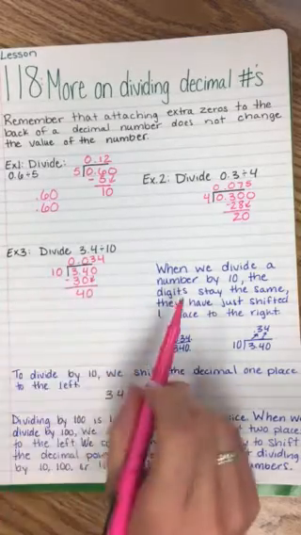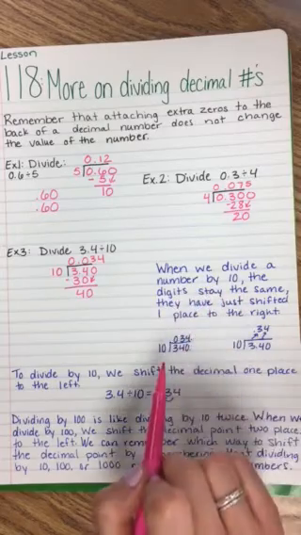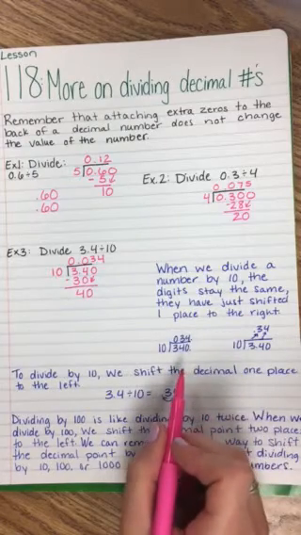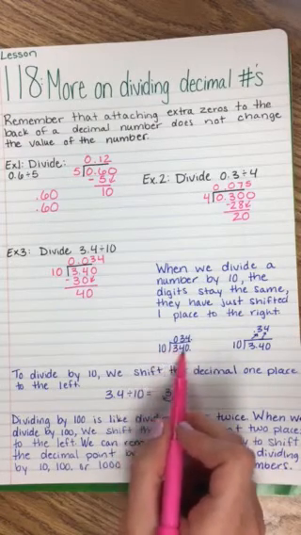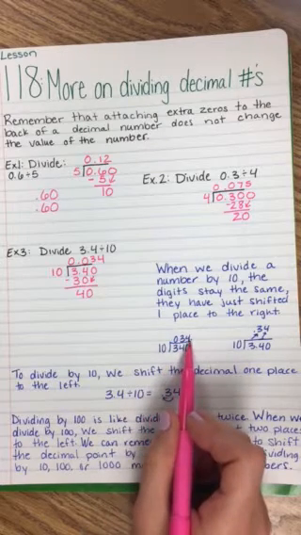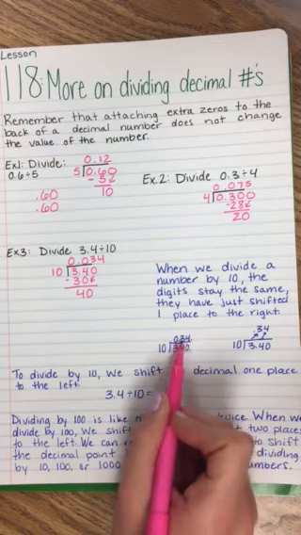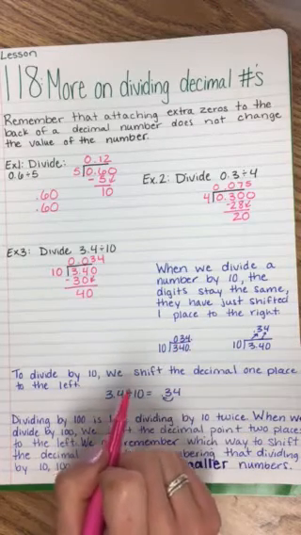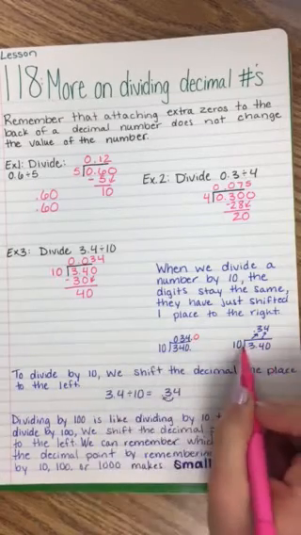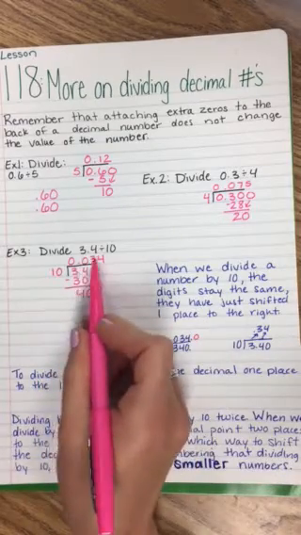Notice this. When we divide a number by 10, the digits stay the same. They have just shifted one place to the right, okay? So 340 divided by 10 is 34. You just shift your decimal point. Your decimal point is going to stay in the same line up, but the digits are going to shift, okay? So you just shifted them, so now that 0 is right there. And the same with 10 going into 3.4. The digits just shifted, okay?